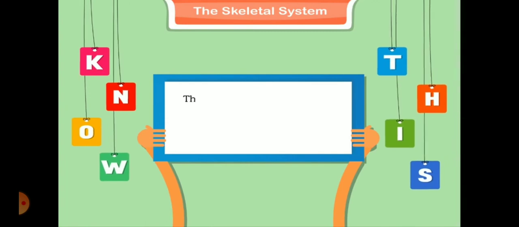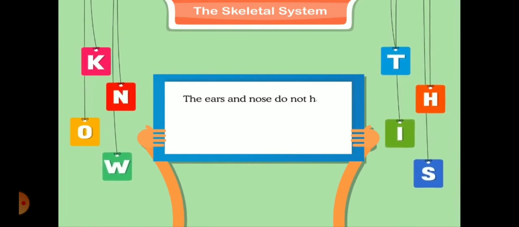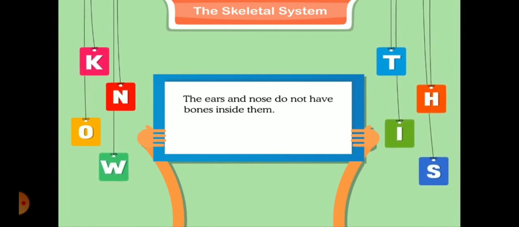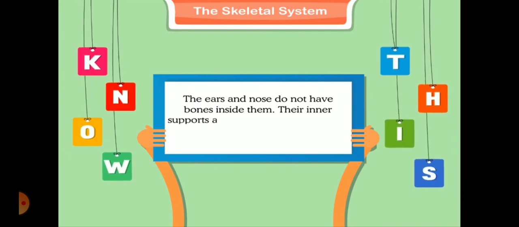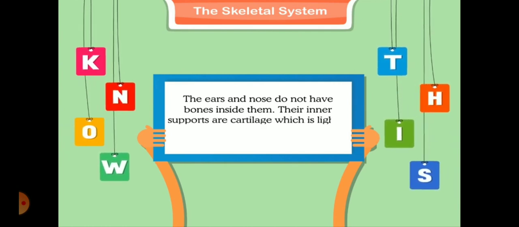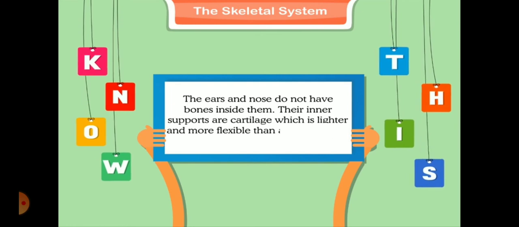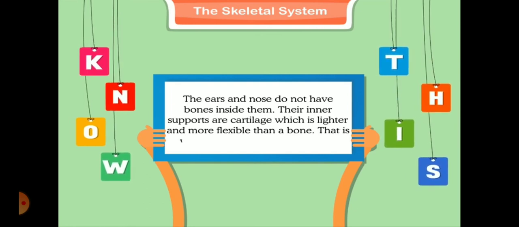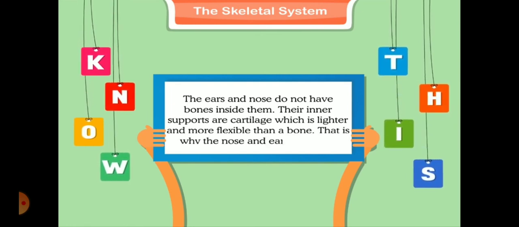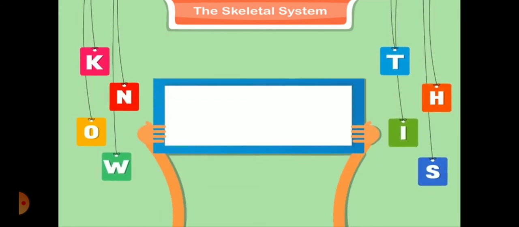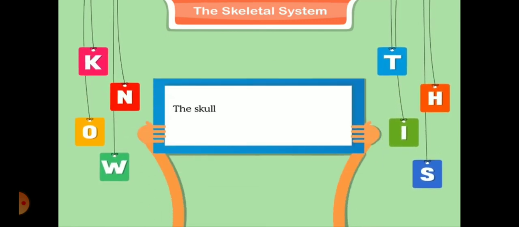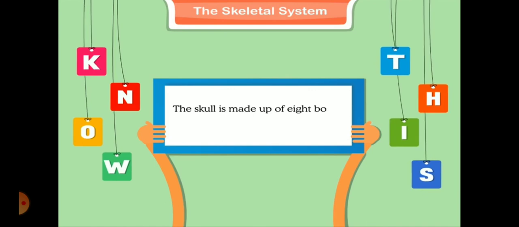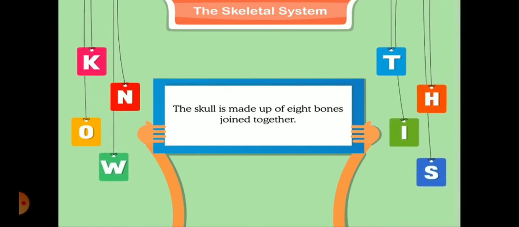Know this, the ears and nose do not have bones inside them. Their inner supports are cartilage, which is lighter and more flexible than a bone. That is why the nose and ear can bend. Know this, the skull is made up of 8 bones joined together. Skeletal system.